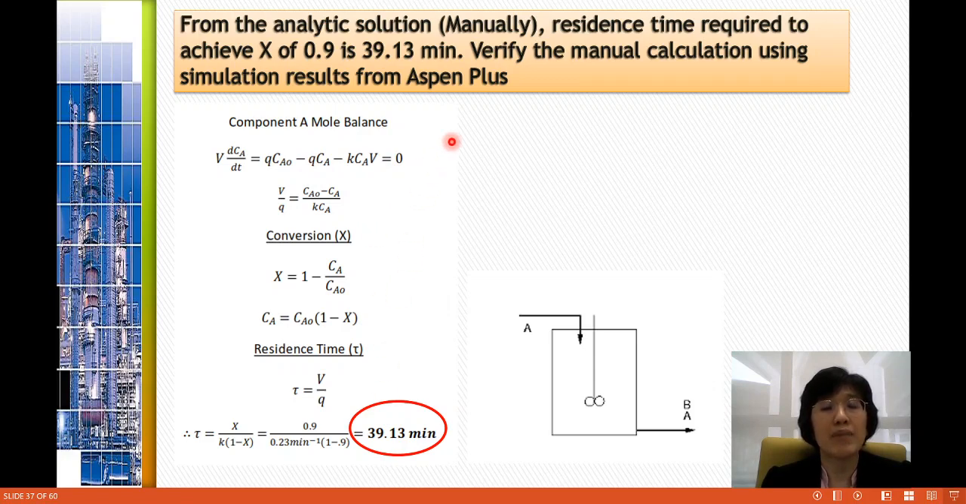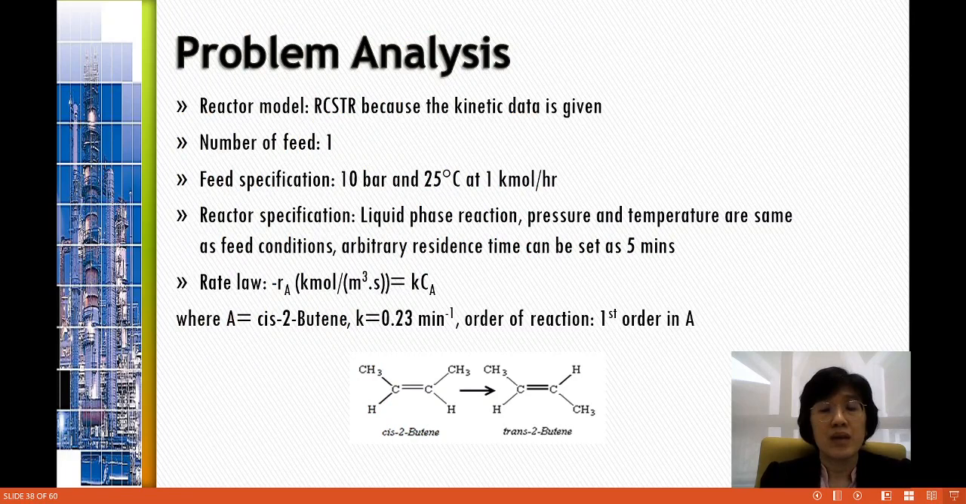Just combine the mole balance equation, stoichiometry, and also rate law. Then you can calculate the residence time accordingly. So it's not so difficult because for CSTR, only algebraic equations are involved. You can solve it easily using a manual calculation. So let's analyze the problem.